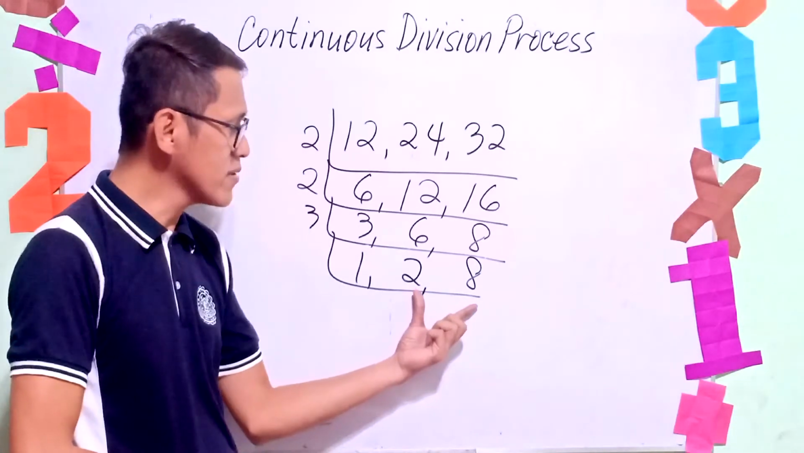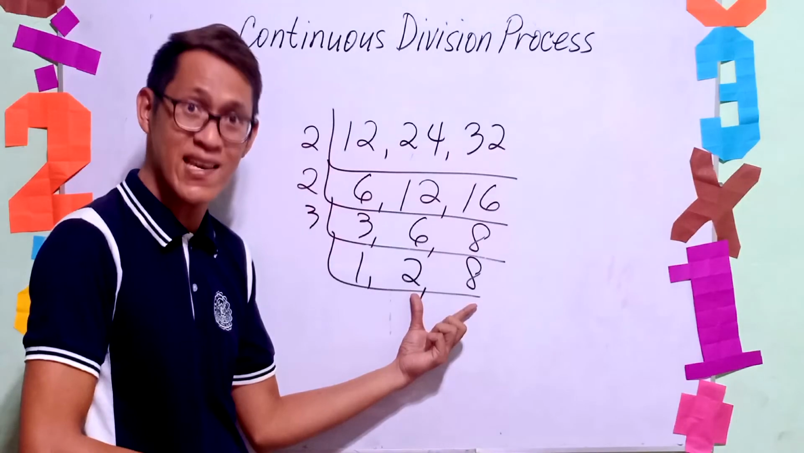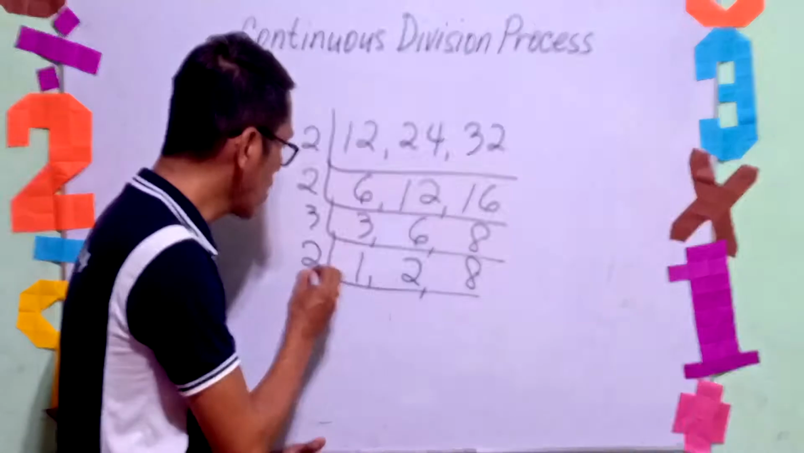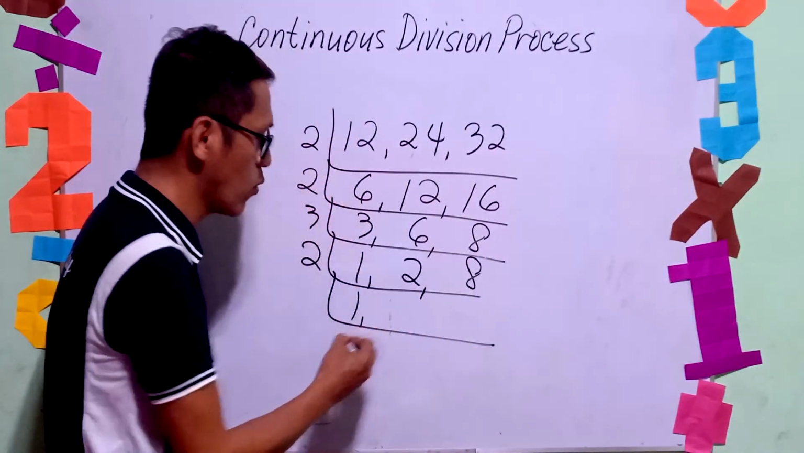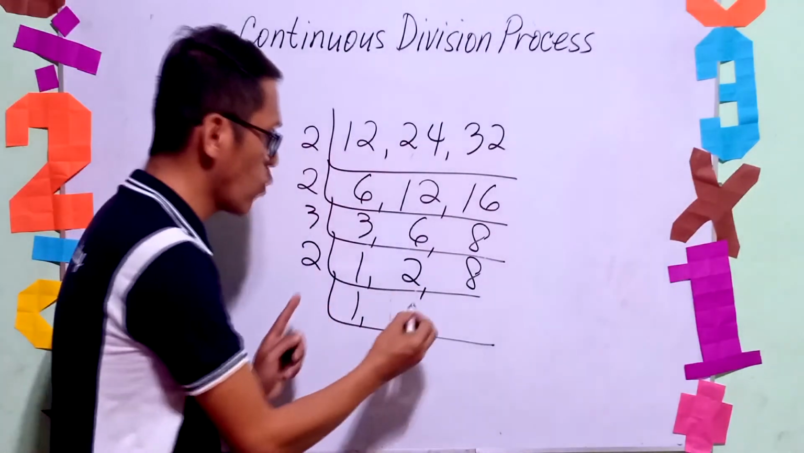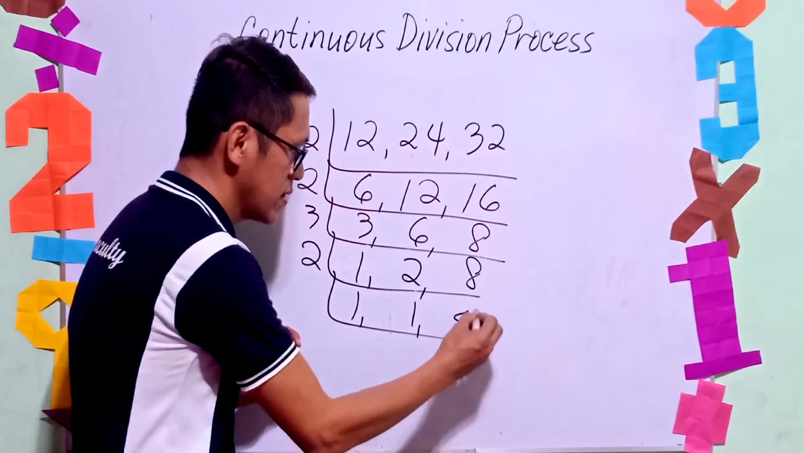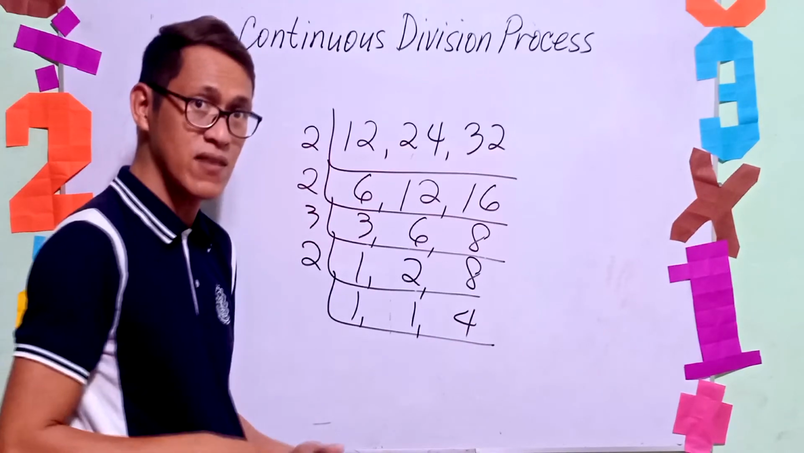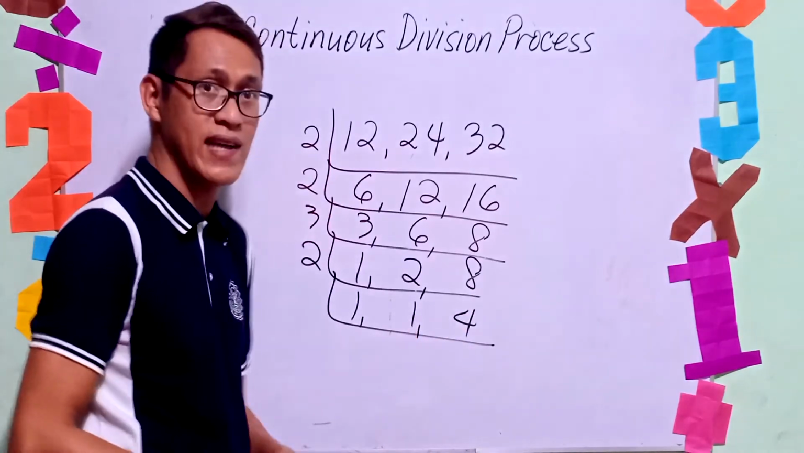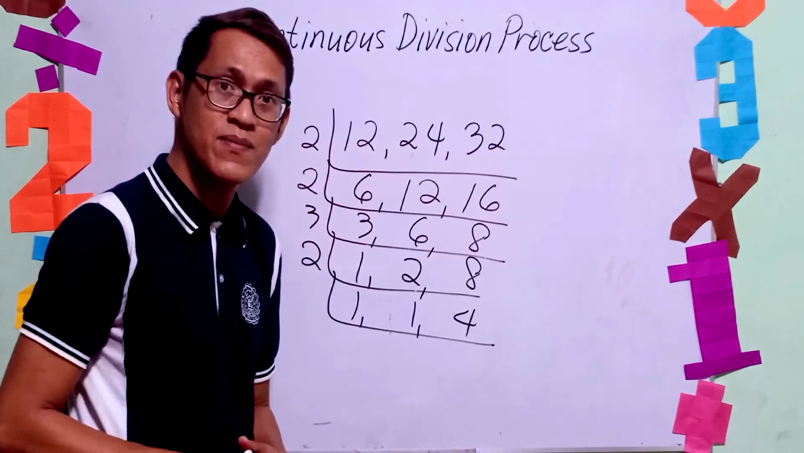There. What about the 2 and the 8? Yes, you can still divide them by 2. So continue. Just bring down the 1. Divide this by 2, you get 1. Divide this by 2, you get 4. So this time, you cannot divide any 2 numbers here, right? So that's the time you will stop.